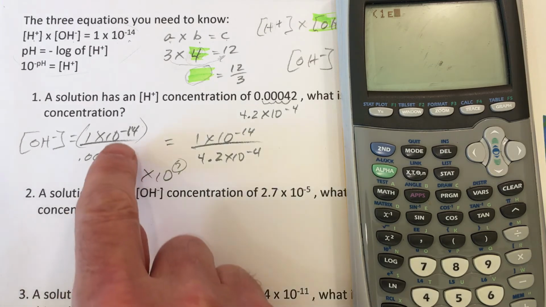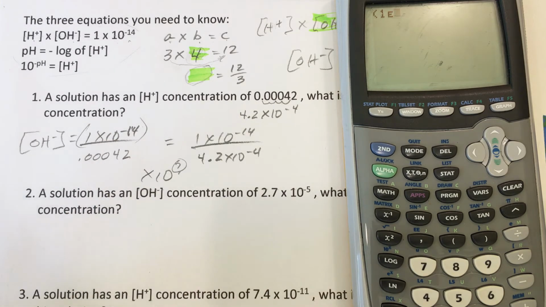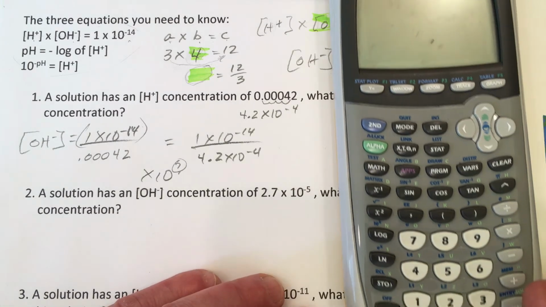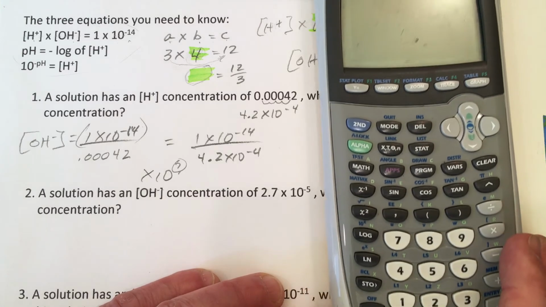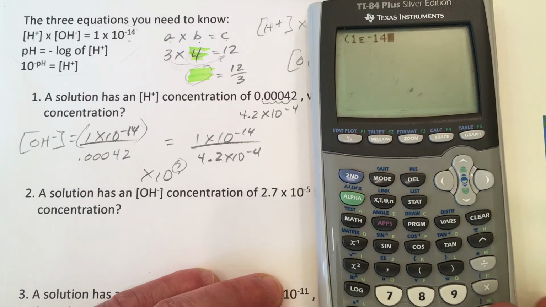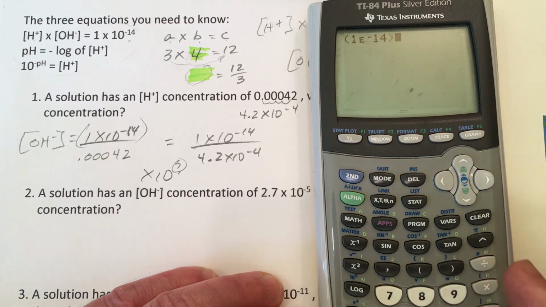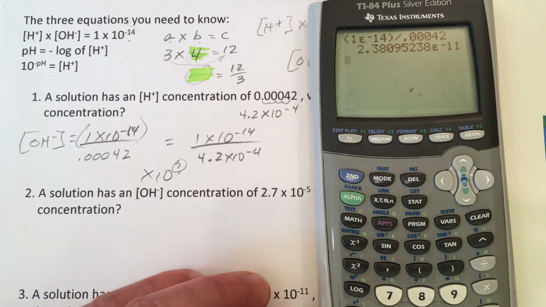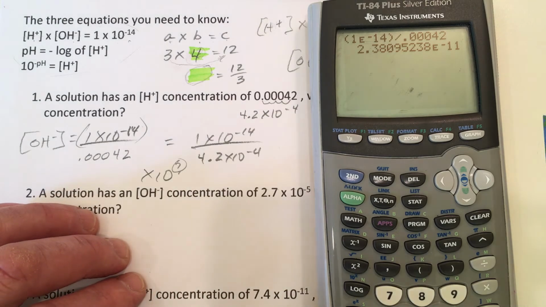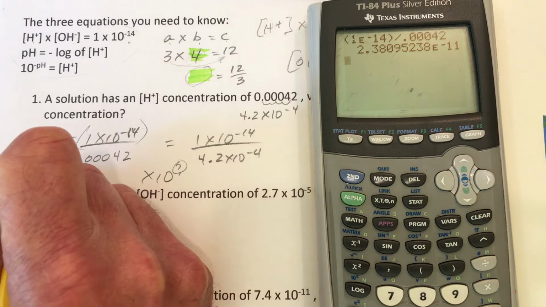And now I'm going to type in the negative. So I'm going to hit the negative button. I'll have to move the calculator up so you can see it. The negative, and then 14. And there we go. Now you can see it there. Negative 14. And now I'm going to close my parenthesis, and then I'm going to hit divide. And now I'm going to divide by 0.00042 and hit enter. And that gives me 2.3 times 10 to the negative 11. Okay, so I'll write that answer here.